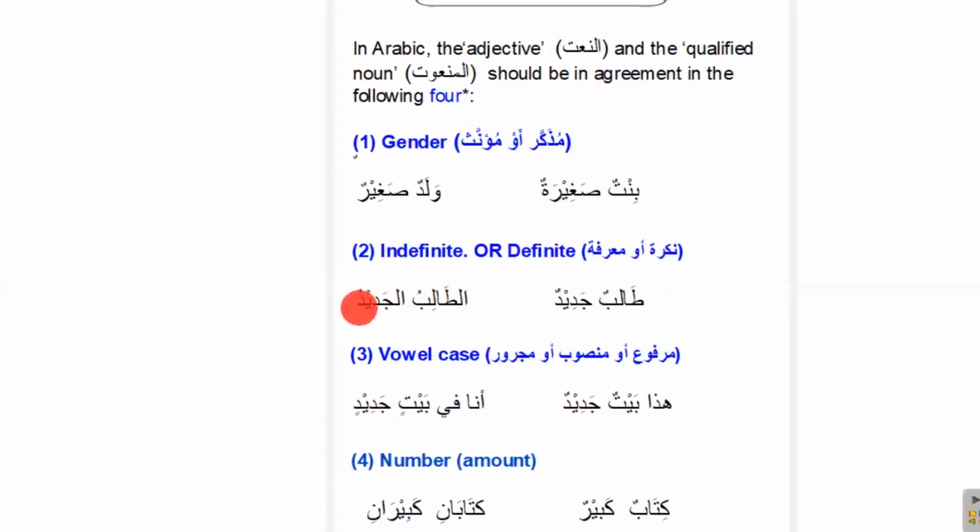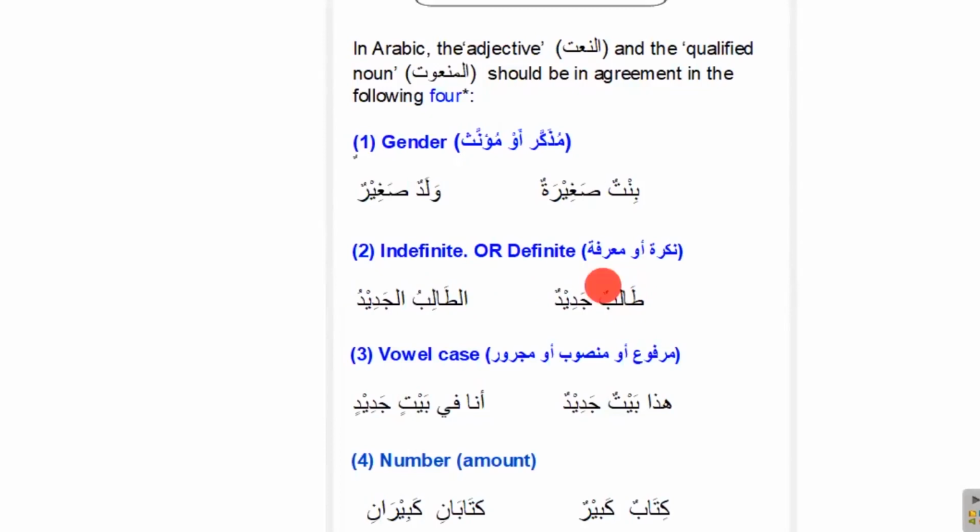If you are adding the adjective new to talibun and then at-talibun, you see here the adjective, if the noun is having tanwin, the adjective must also have tanwin. And if the noun is having alif walam, if you are adding an adjective to describe it, the adjective should have alif walam. So that's what we are saying. I hope that is clear.